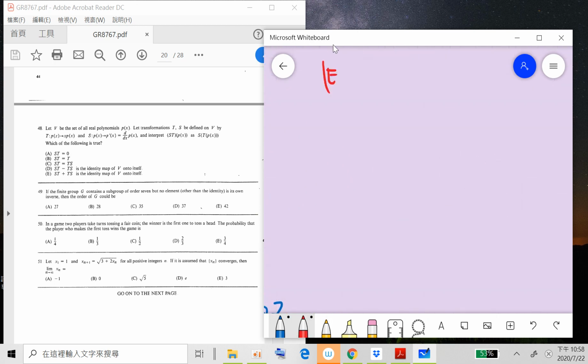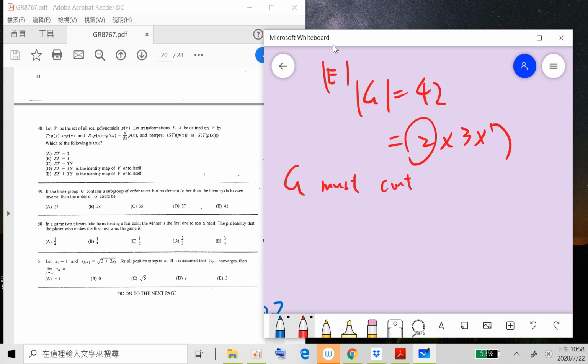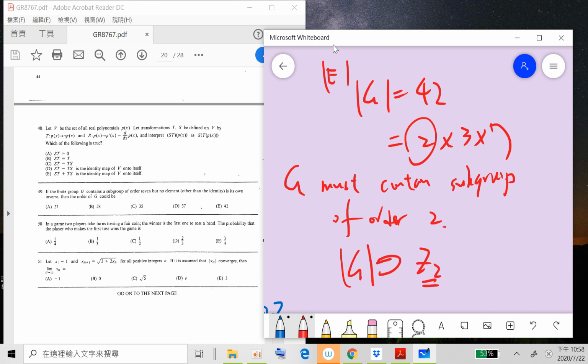Okay, so how about E? The order of G is 42, which is equal to 2 times 3 times 7. This is the same, because G must contain a subgroup of order 2, and the subgroup of order 2 must be Z2. So G must contain some element that is its own inverse. So this is still not okay. So the only remaining choice is C, 35. We choose C.